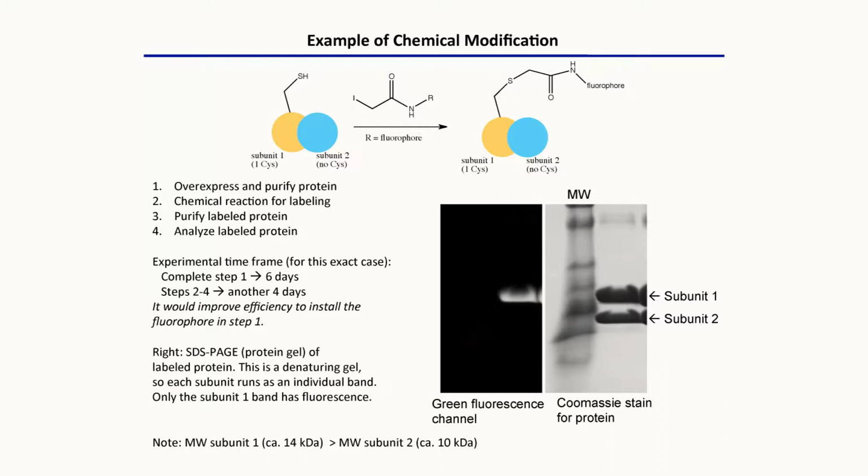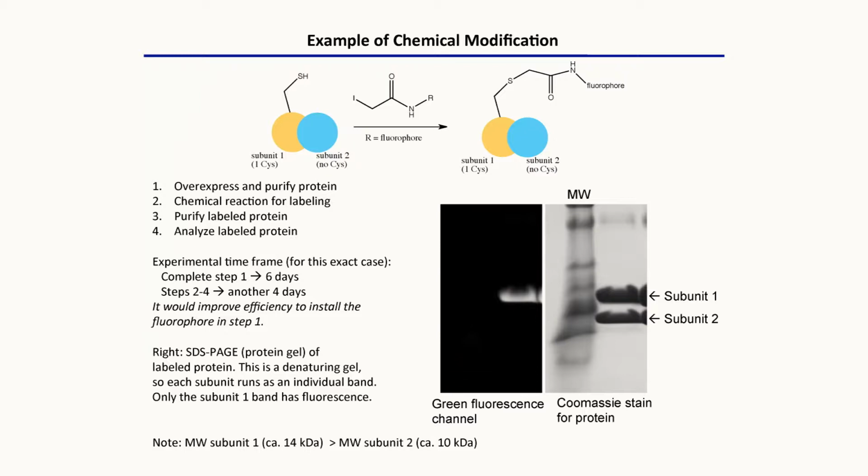So here we're looking at Coomassie stain that shows us total protein, and we see there's 2 subunits, 1 and 2, so the molecular weights are a little different, and we can separate them on this gel. And then if we look in the fluorescence channel, what do we see? We only see fluorescence associated with subunit 1 and not subunit 2, which tells us our labeling strategy has worked well, like what we're showing in this equation on top.